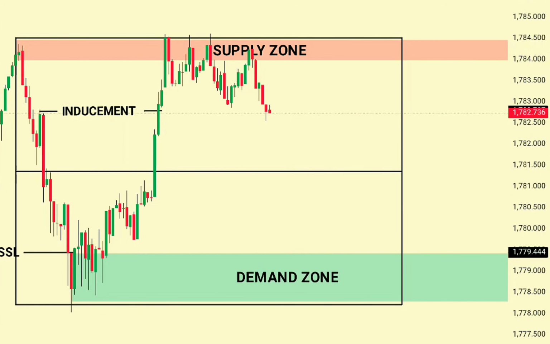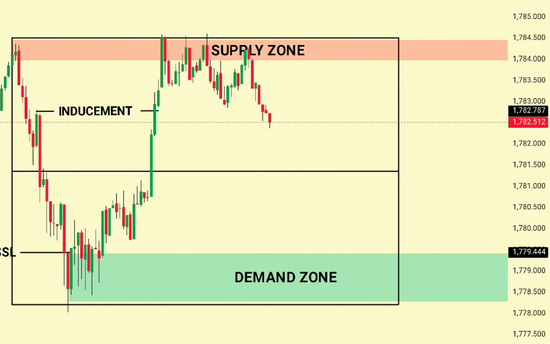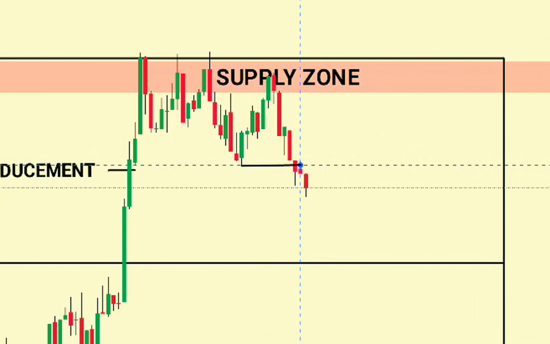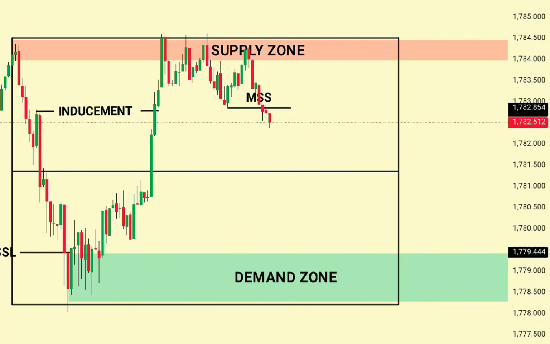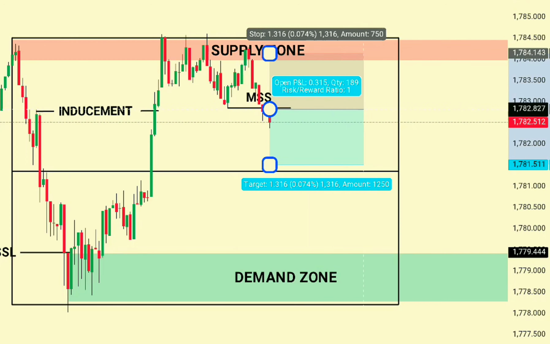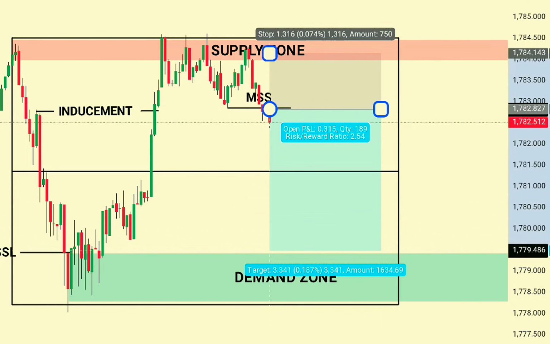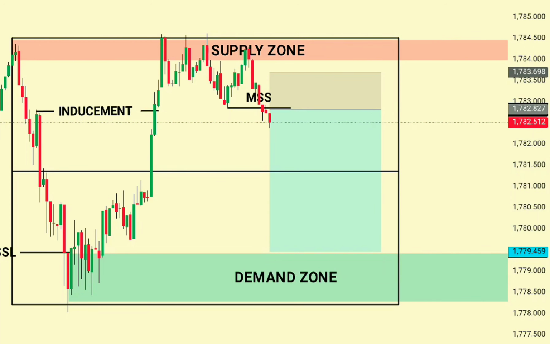Once price entered the supply zone, I waited for confirmation instead of entering blindly. Shortly after, price created a market structure shift, which was my first indication that buyers were losing control and sellers were beginning to take over. This change in structure provided the confirmation I was looking for. With the market structure shift in place, I entered a sell position and used the demand zone below as my target, since it was the next significant area where price could potentially react.